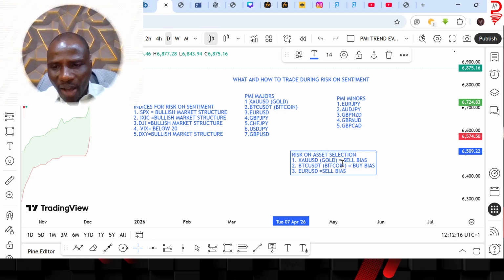So for now, today is 28th of October 2025. Based on our indicators or our gauges, we have ascertained that we are on a risk on market sentiment. So the bias on Euro USD is a sell. You are not expected to be buying on Euro USD, especially when you are trading with the PMI trading system. So whatever strategy you use, maybe you have a way of scalping or something like that, it might work out for you.